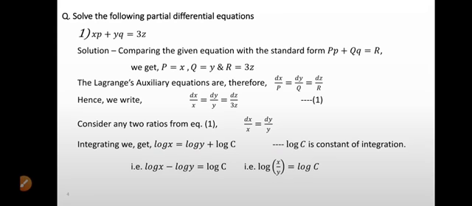LHS becomes log of x upon y equal to log c. Taking antilog on both the sides, we get x upon y equal to c. Let us call this as a, where a is some constant. So this is one solution. Now we have to find one more solution.